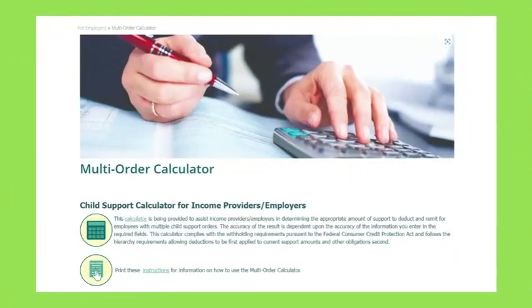If you get stuck, the Ohio CSEA Directors Association has also developed a multi-order child support calculator for employers to utilize when this situation comes into play. On its website, ocda.us, just click on the For Employers tab and select Multi-Order Calculator. There you'll find an instruction sheet and a link to an Excel spreadsheet to calculate the amount to withhold for each obligation.